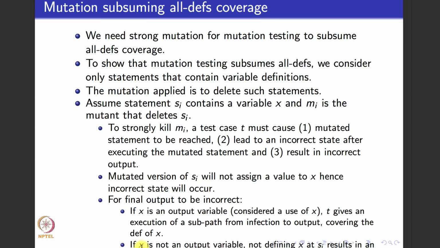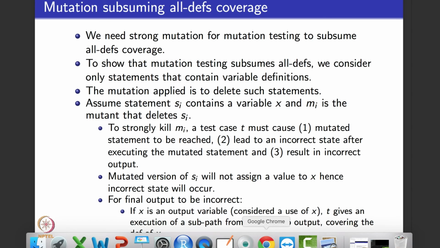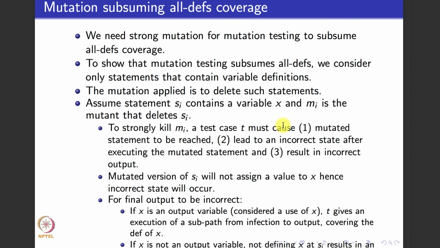I'm sorry, I just realized that the last line is missing here. Please read it as if x is not an output variable, then not defining x as Si results in an error on its own right. Either way, I think we anyway have issues. So what I'm saying is to cover all definitions, consider every statement in the program that contains a definition. The mutation that I apply is remove that statement. Completely remove that statement from the program.